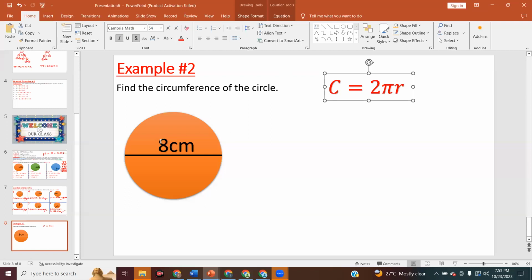So what do we have to do with 8? 8 is the what? Diameter. The radius? No, 8 is not the radius. 8 is the diameter, because it's the whole thing. You know what I mean? The whole thing is the diameter. So we have to divide 8 by what? By 2.